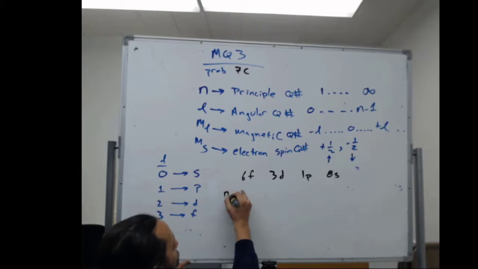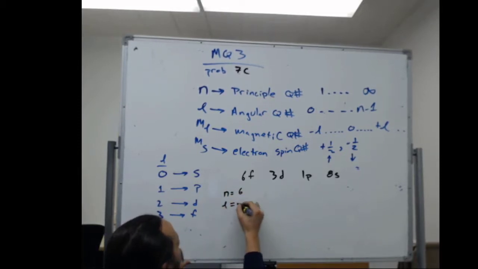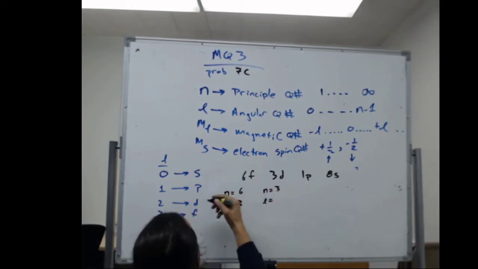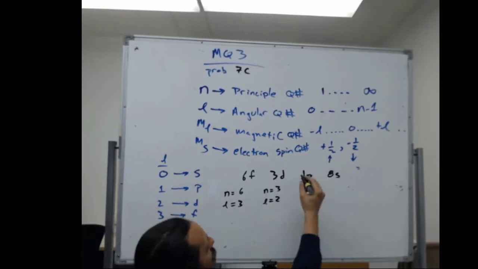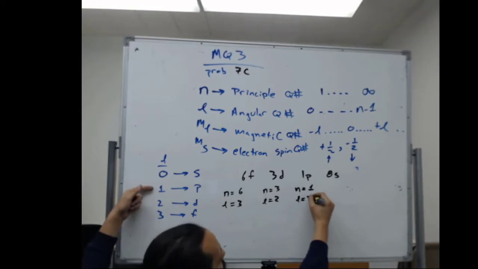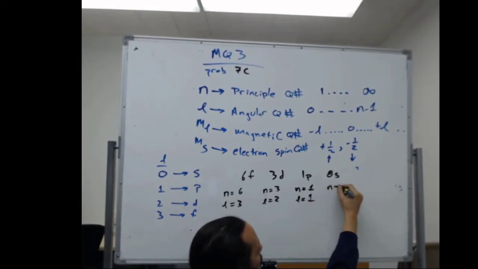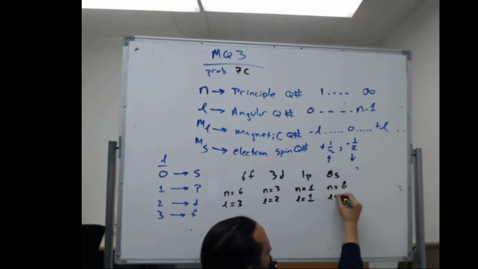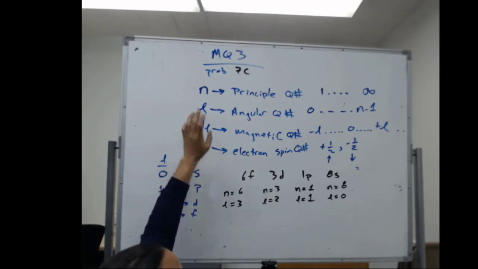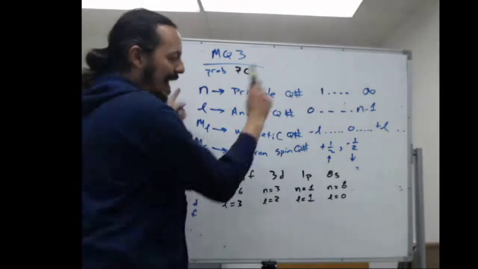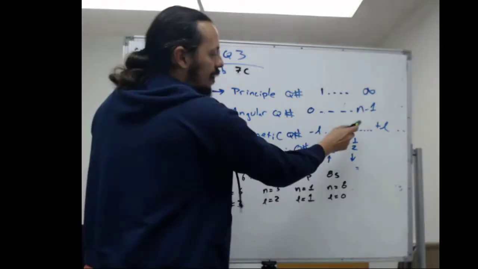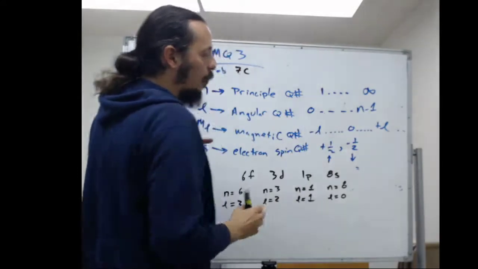So 6F means n equals 6, L equals 3. 3D means n equals 3, L equals 2. 1P means n equals 1, L equals 1. And 8S means n equals 8, L equals 0. If we look at our rules, since we're only looking at n and L's, n can be anything, so n is not going to restrict us at all. L has to be less than n minus 1.